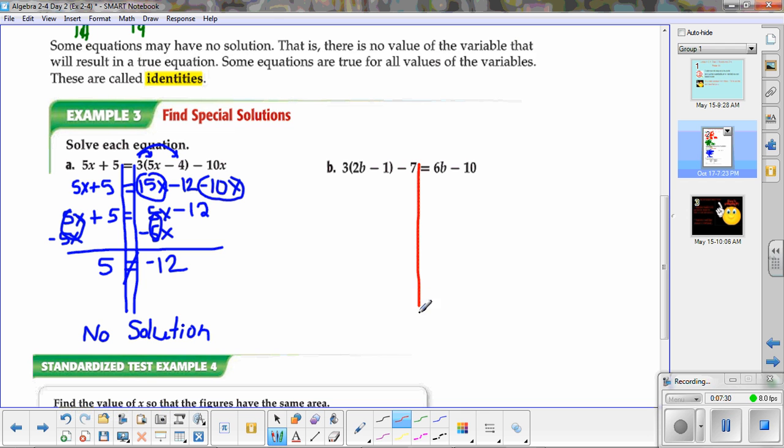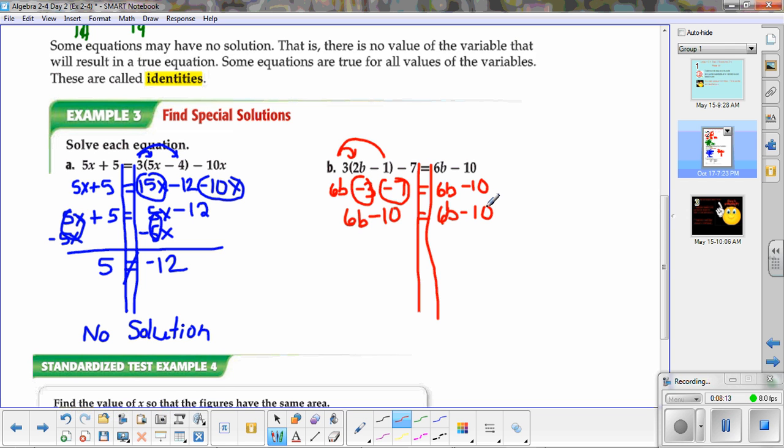All right, our other special one over here on the right. Distributive property first. 3 times 2b is 6b. 3 times a negative 1 is negative 3. And then bring down the minus 7. The right side is going to stay exactly how it is. We can simplify this left side. The negative 3 and negative 7 can be combined together to just be 6b minus 10. And the other side is also 6b minus 10.